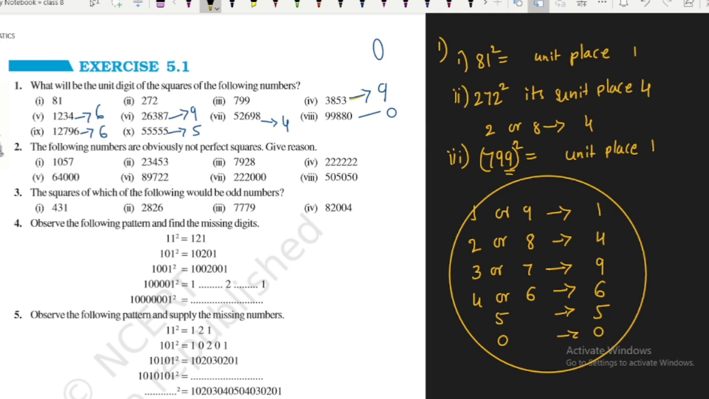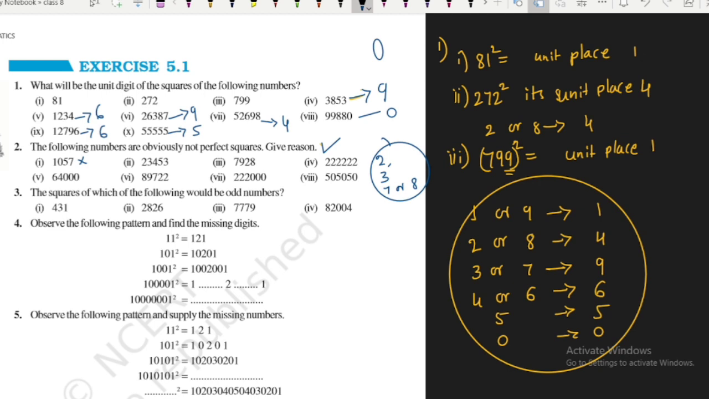Yes. So in the same way we are going to answer question number 2. The following numbers are obviously not perfect squares. Give reason. These numbers are not perfect squares, but you have to tell the reason. One reason is that if a number is ending with 2, 3, 7 or 8, then it is never a perfect square. You see, here it is ending with 7, so it is not a perfect square.